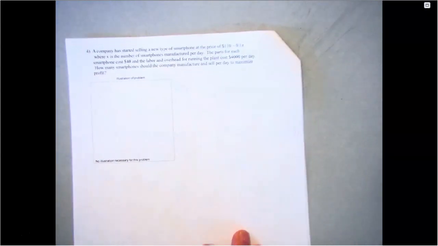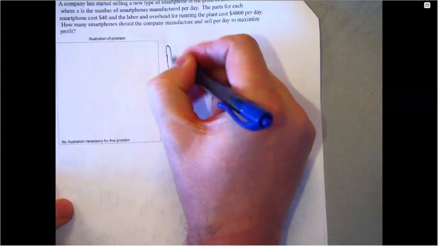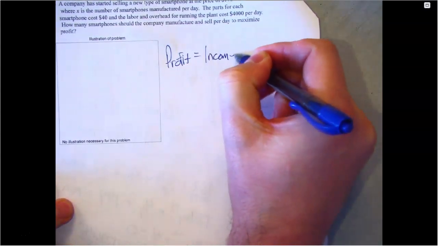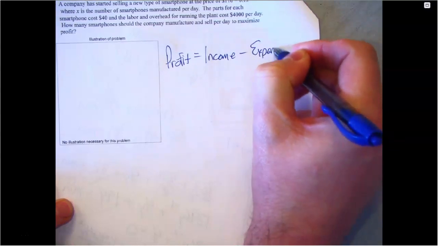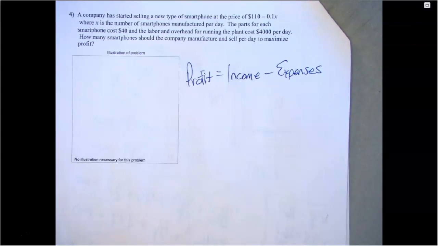Read through number 4 and try to set up an equation. It's pretty tough, I think, the first time you see it. But profit is income minus expenses, right? See if you can tell me what the income is, and what the expenses are.